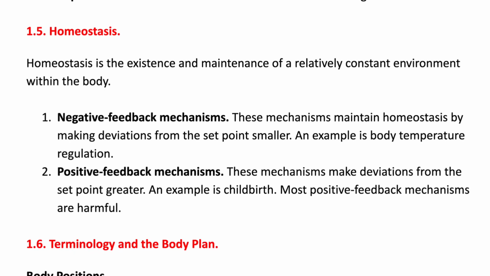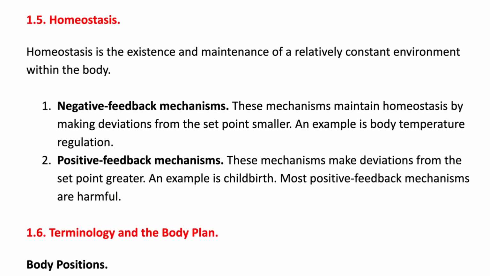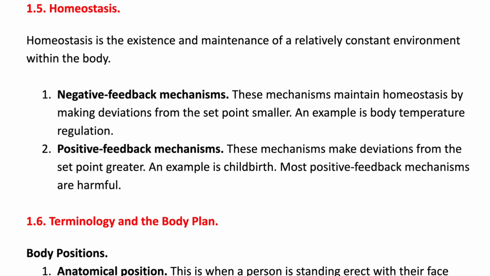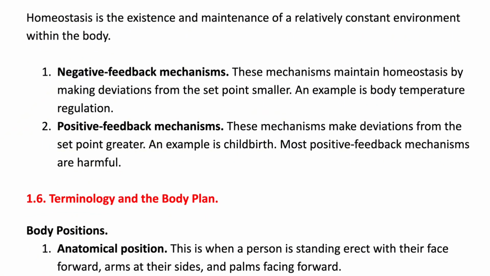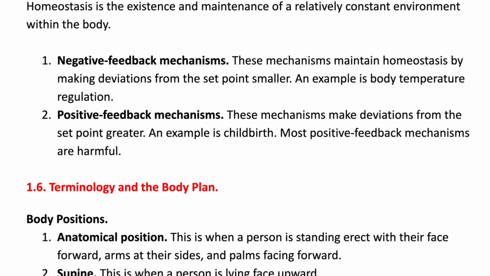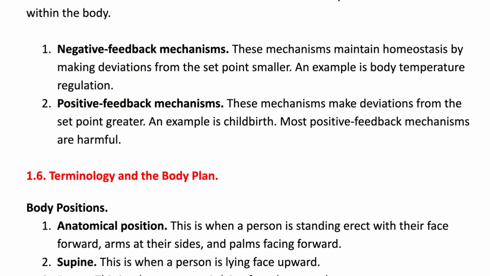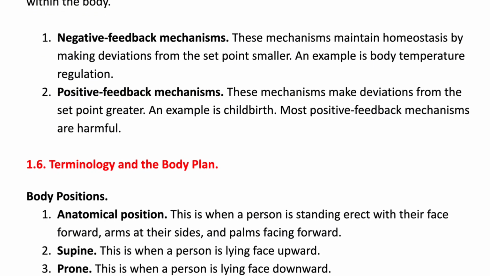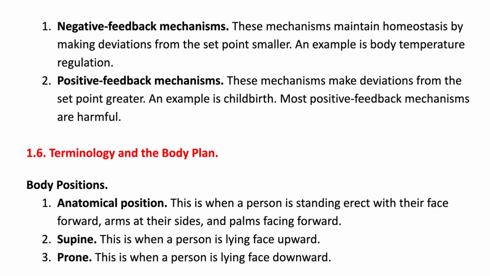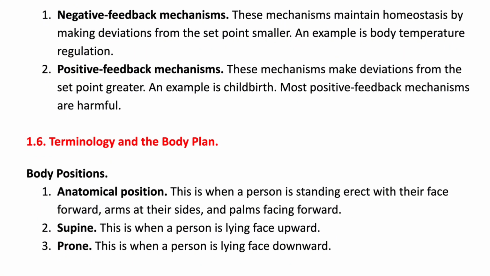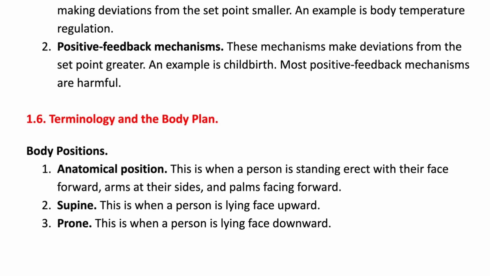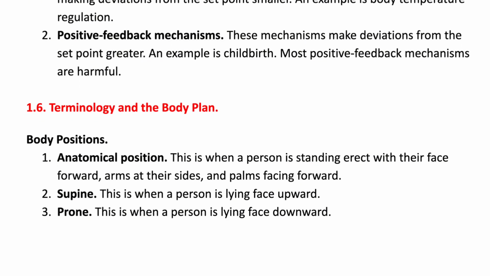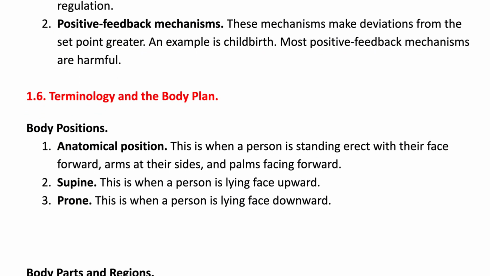1.5. Homeostasis. Homeostasis is the existence and maintenance of a relatively constant environment within the body. 1. Negative feedback mechanisms. These mechanisms maintain homeostasis by making deviations from the set point smaller. An example is body temperature regulation. 2. Positive feedback mechanisms. These mechanisms make deviations from the set point greater. An example is childbirth. Most positive feedback mechanisms are harmful.